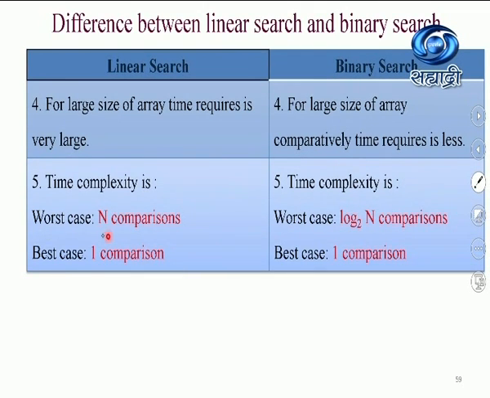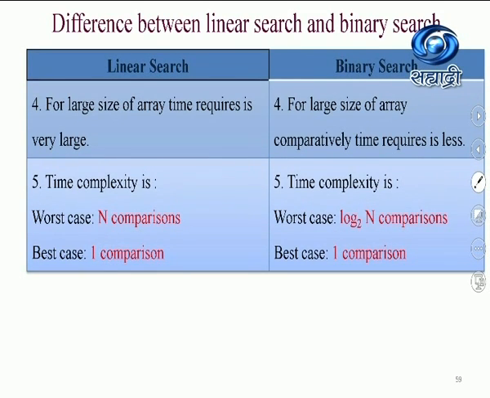This situation is called the worst case. And if you get the element at the first comparison, then it is called the best case. So for linear search, the worst case is n, it requires n number of comparisons, and for the best case, it requires only 1 comparison.